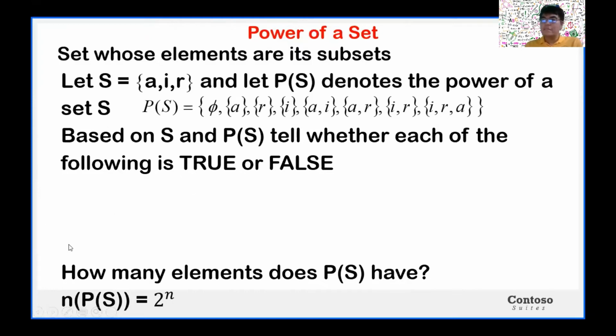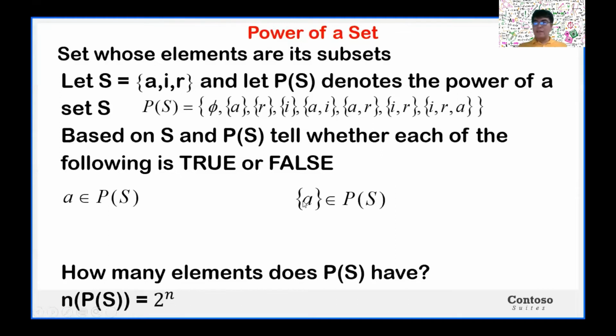So let us try to answer the following. A, an element of the power set of S. Is A an element of the power set of S? The answer is no. A is an element of S, but A is not an element of the power set of S. What is an element of the power set of S is the set containing A. Again, the set containing A is an element of the power set of S.